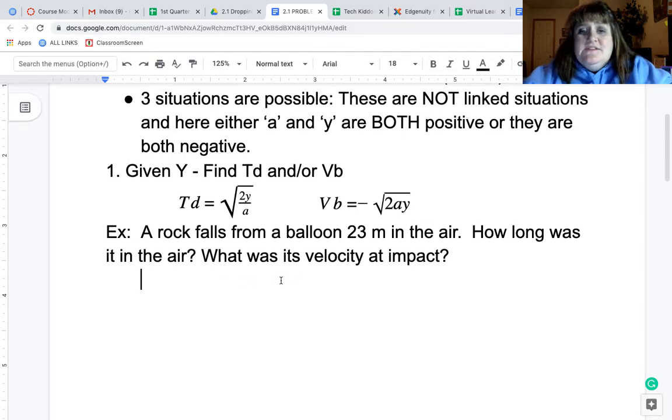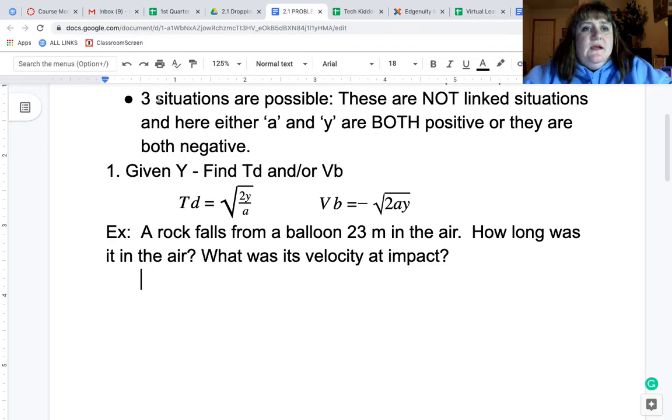So let's do this problem together, okay? Time down: a rock falls from a balloon, like a hot air balloon, somebody kicks a rock off, 23 meters in the air. How long was it in the air? That would be time down. And what was its velocity at impact? Notice that velocity at the bottom is a negative square root, okay?